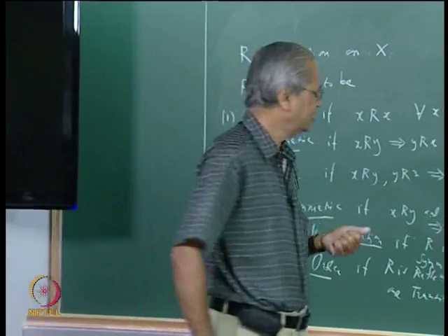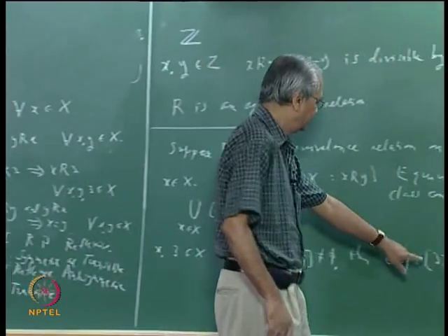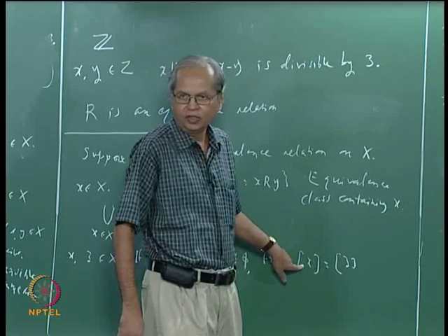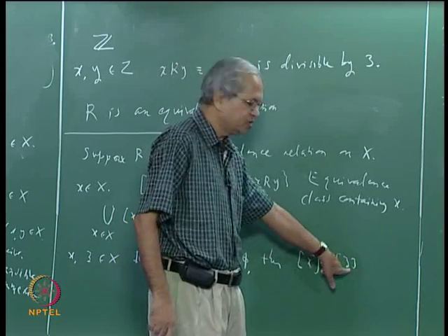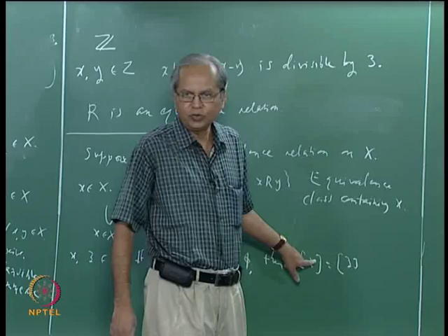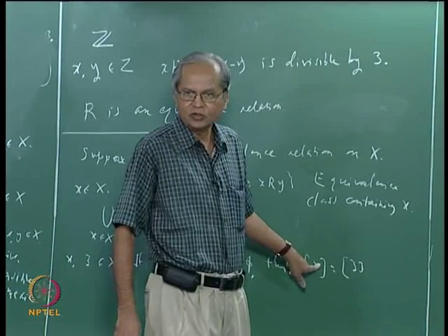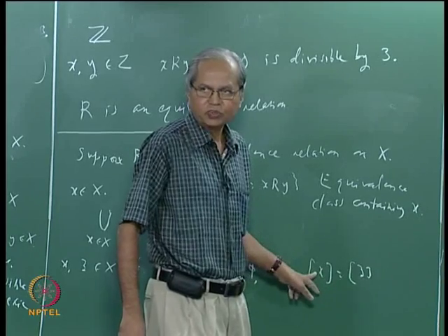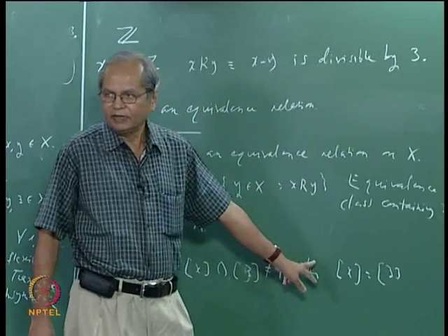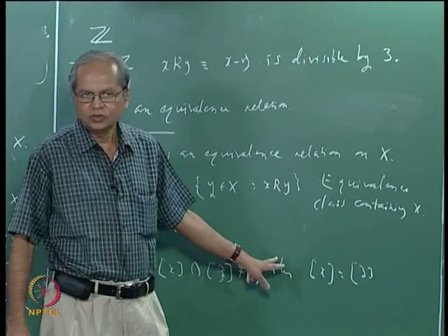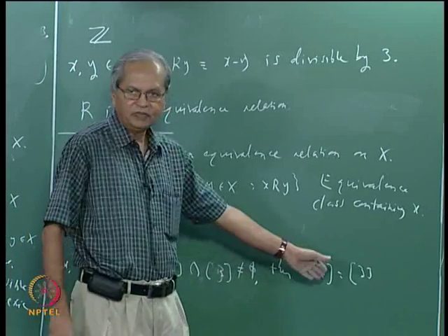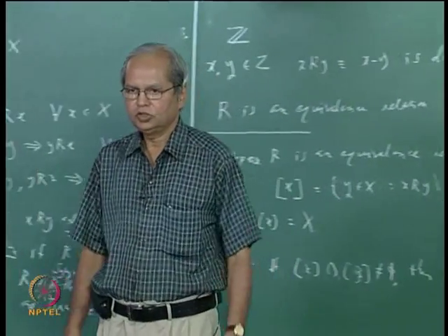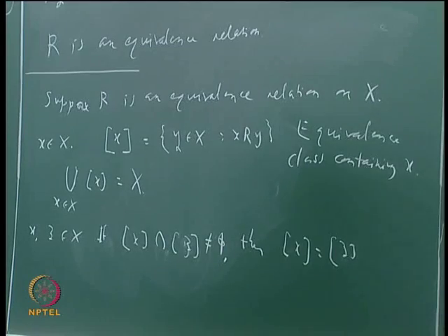If x is related to z, it means that this element z itself is in the equivalence class containing x. If that is the case, anything related to z is also related to x, so that should also be here. That means the whole of the equivalence class containing z must be a subset of the equivalence class containing x, and similarly the other way. So these two equivalence classes must coincide.